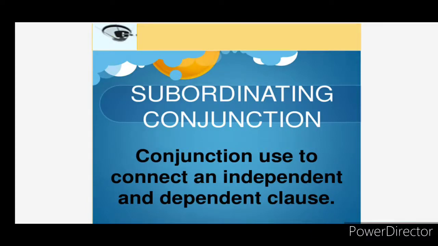Now, after studying coordinating conjunctions, let's talk about subordinating conjunctions. Subordinating conjunctions are the conjunctions that are used to connect an independent and a dependent clause. So, a dependent clause is always dependent on the independent clause because it doesn't make any sense otherwise.